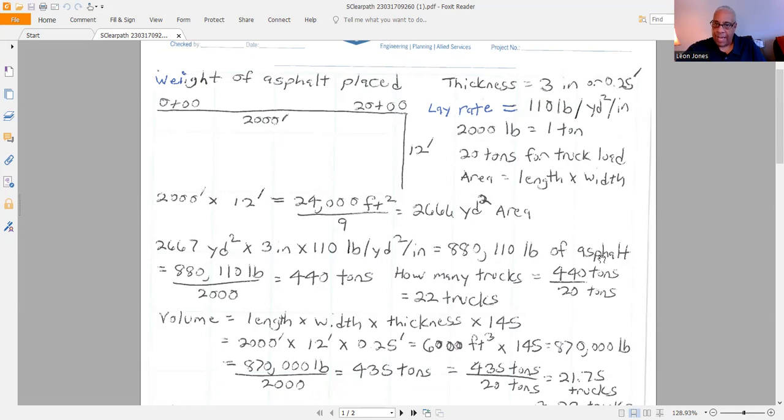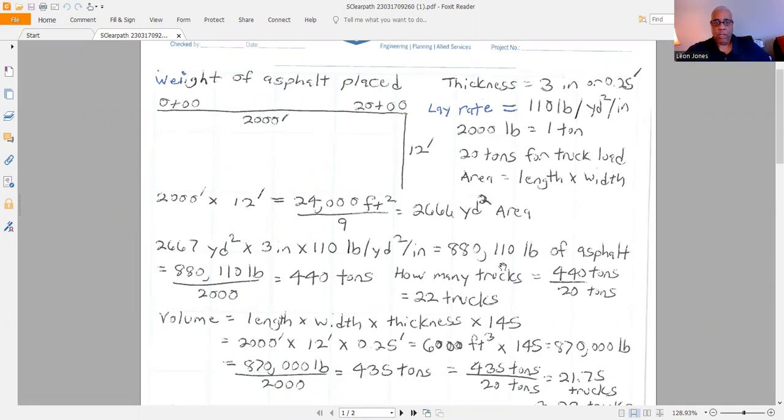880,110 pounds of asphalt. So this 2,000 times 12, or the 24,000 square foot area, you're going to place just over 880,000 pounds of asphalt. Now, I told you before we deal with tons as well. So how many tons are we going to be placing for 2,000 feet?